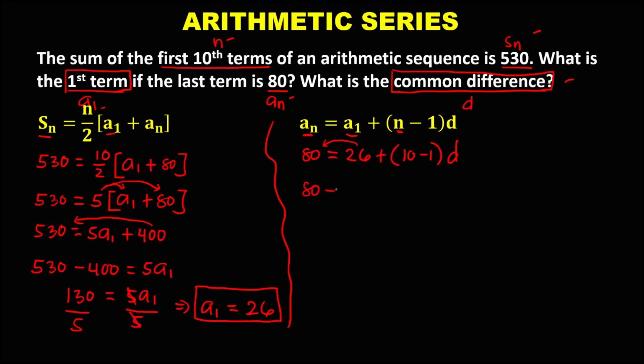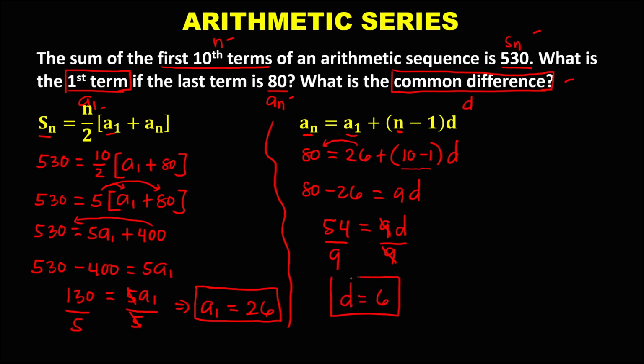So this becomes 80 minus 26, then equals this 10 minus 1, this is equal to 9 times the common difference. Then this 80 minus 26, so this is equal to 54 equals 9 times the common difference. Then divide both sides by 9 to solve for this common difference. So 54 divided by 9, so therefore the common difference is equal to positive 6.